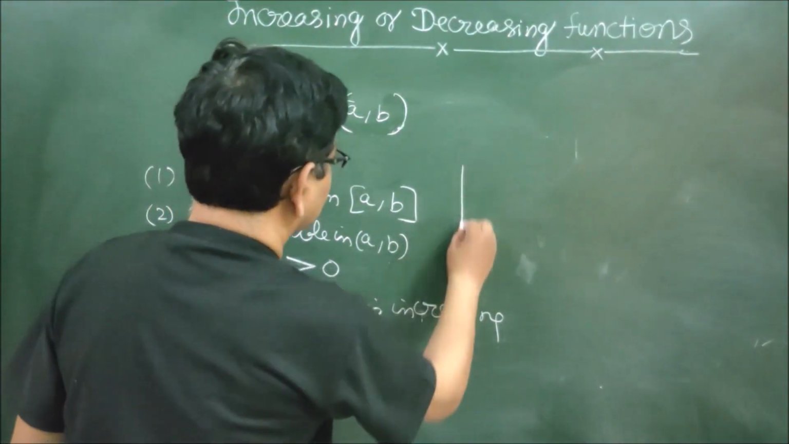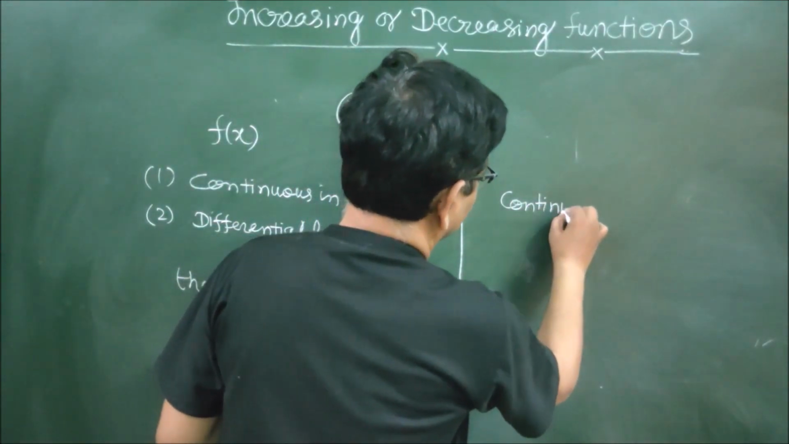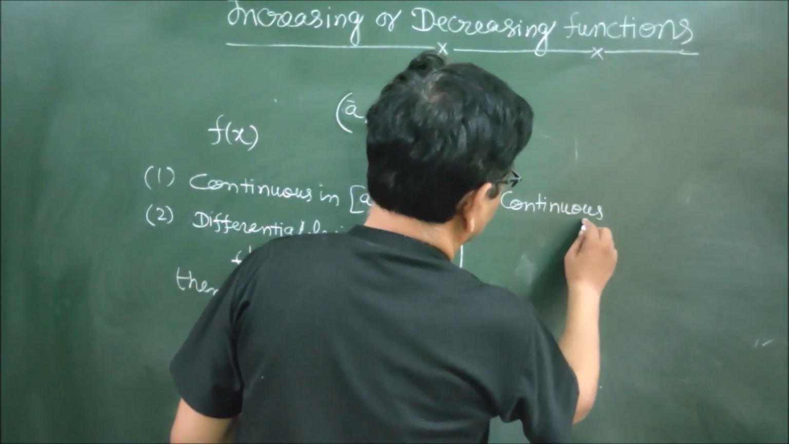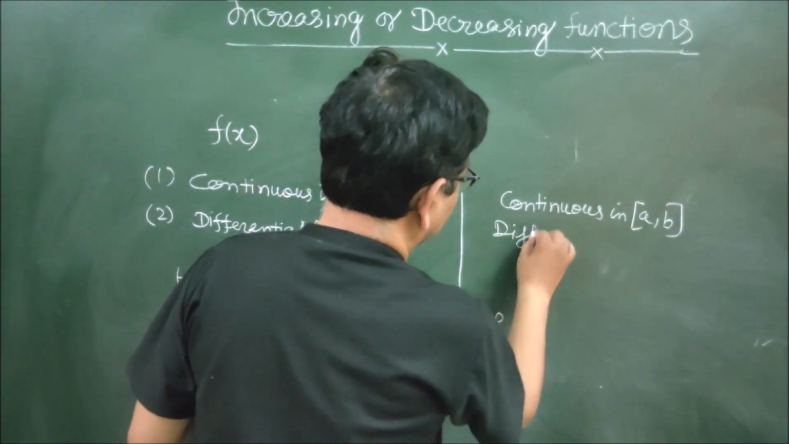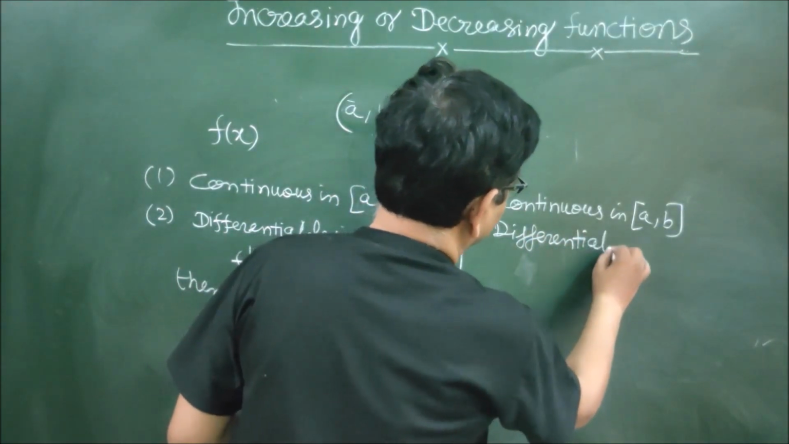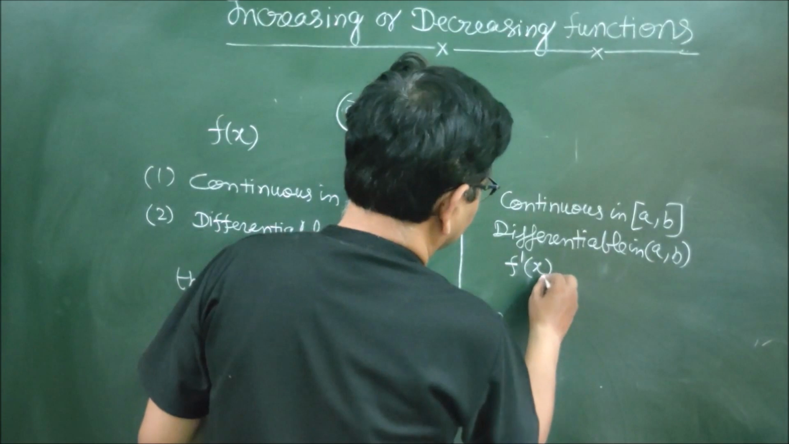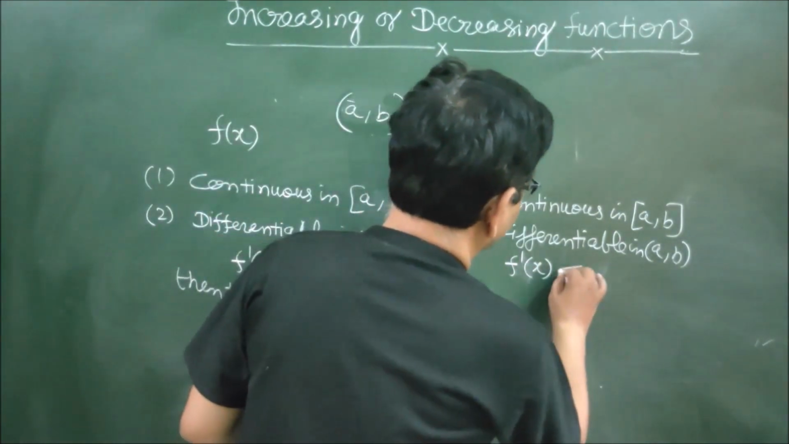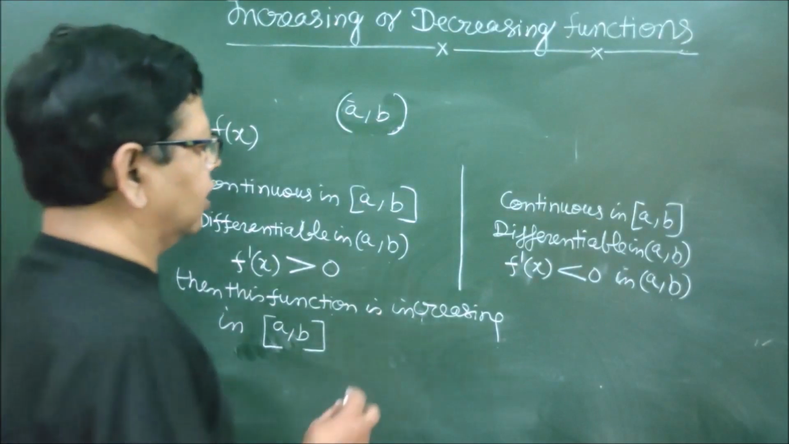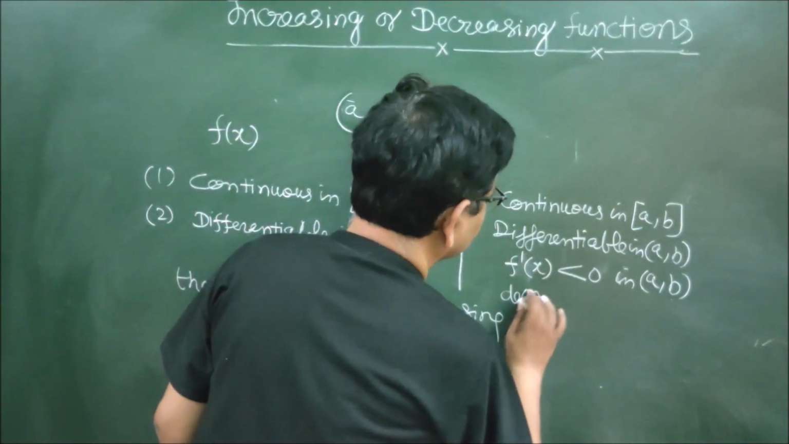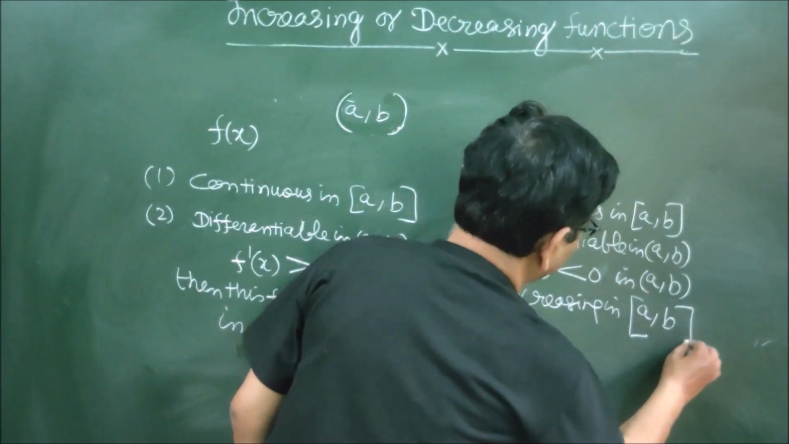Similarly, if any function is continuous in a b and differentiable, that is, we can find the derivative in open interval a b, and this derivative f dash x is less than 0 in this interval a comma b, then the function is decreasing in closed interval a comma b.